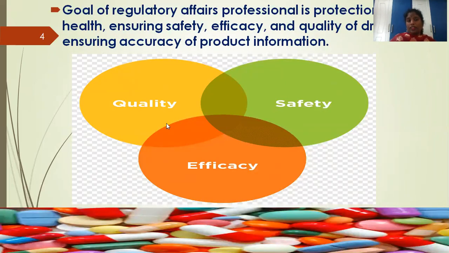ICH provides four types of guidelines. One is the quality guidelines, Q1, Q2, Q3 like that. In safety guidelines they are S1, S2, S3, and efficacy means E1, E2, E3. The fourth one is the multidisciplinary guidelines, where they also provide the GMP guidelines. So these are the guidelines. With these guidelines we can maintain safety, efficacy and quality.